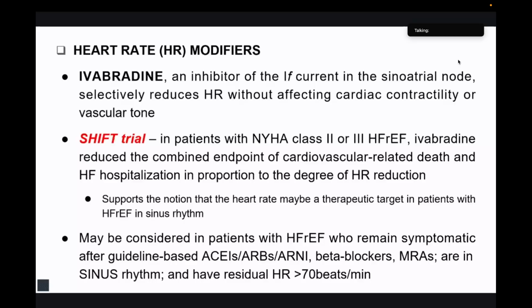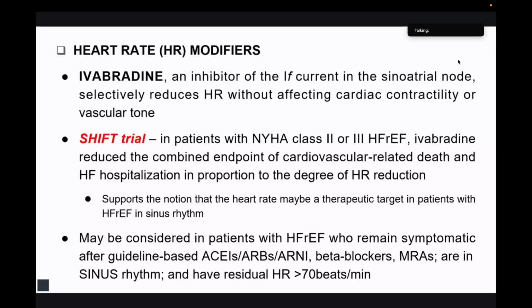Hence, the SHIFT trial supports the notion that the heart rate may be a therapeutic target in patients with HFrEF who are in sinus rhythm. We do not give ivabradine in patients who are in atrial fibrillation.